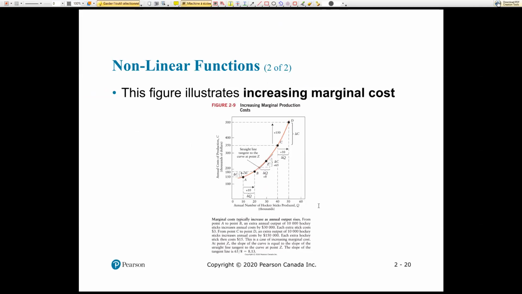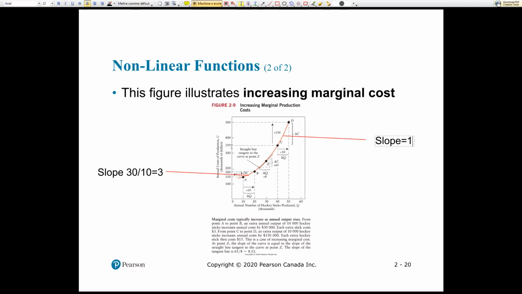Increasing marginal cost. So same idea here, but I have a positive slope. So here the slope is 3/1, divided by, and here 10 to 20 divided by 10. So equals 3/1, so just 3. And we can take another one here, for instance. So that's 500 minus 350.